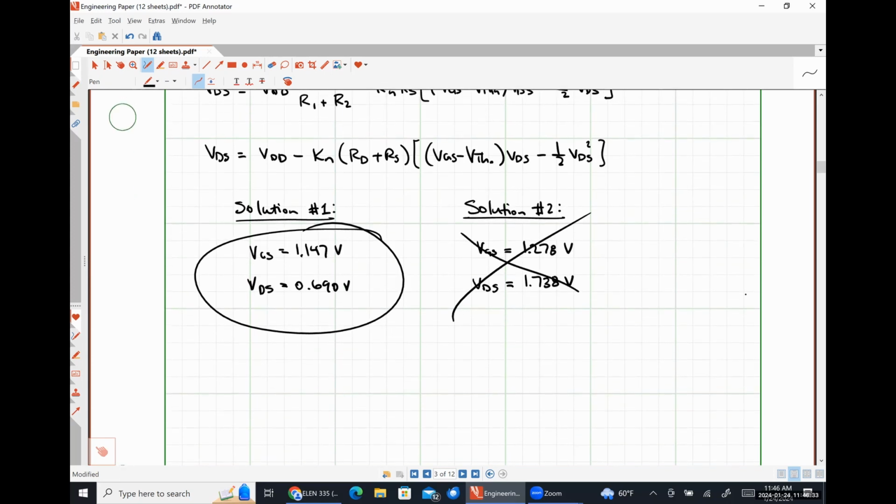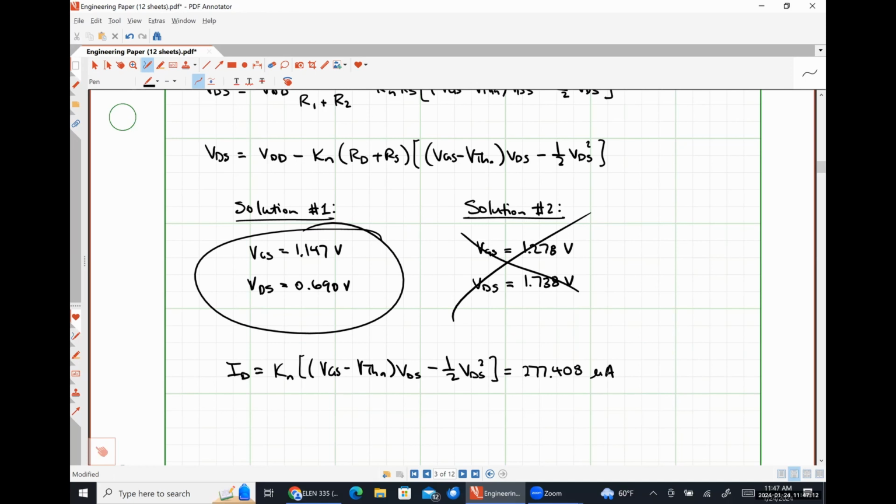So plugging those numbers in, we find that our drain current ID, KN times VGS minus VTHN times VDS minus 1/2 VDS squared, comes out to be 277.408 microamps. And so now we have completely defined our DC operating point because we know VGS, we know VDS, we know ID, and all of our conditions for triode have been met.